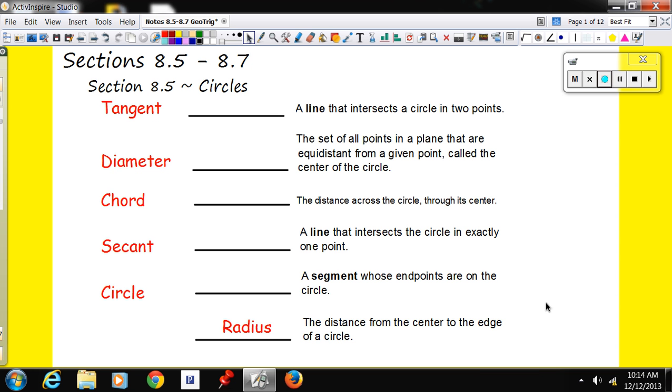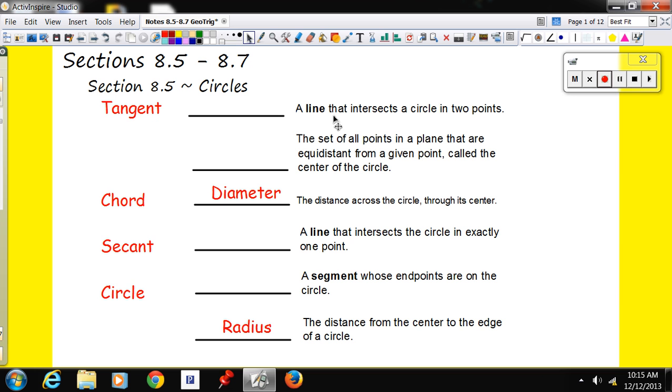Now diameter is what you gave me a second ago. A diameter is the distance across the circle through its center. So that's where you're going to want to put diameter. Now, once you write it on the correct line, you can cross it out on the other side of the page so you know you've already used that one. What is some of the other ones we have? We have 4 left. Anybody know any of the other ones?